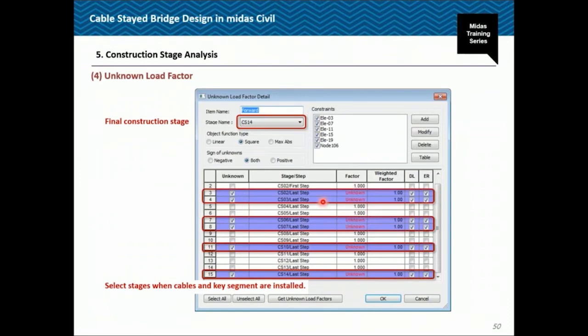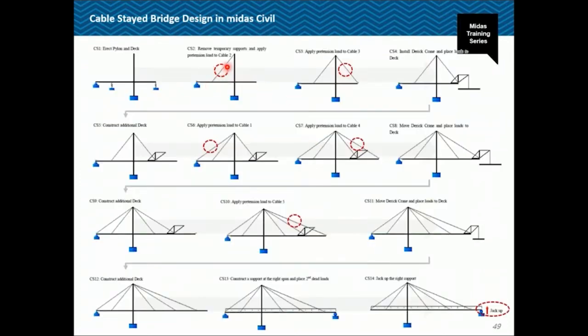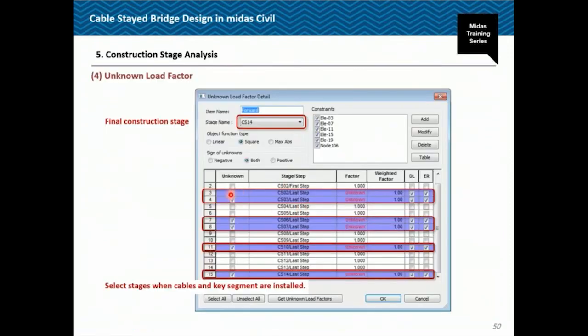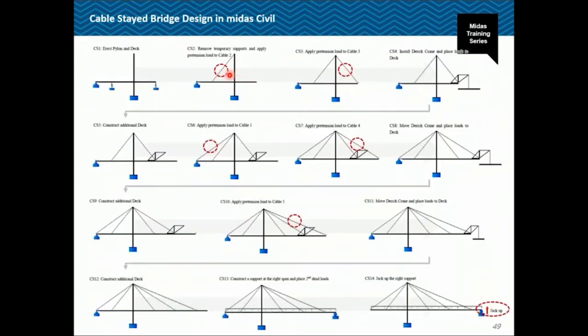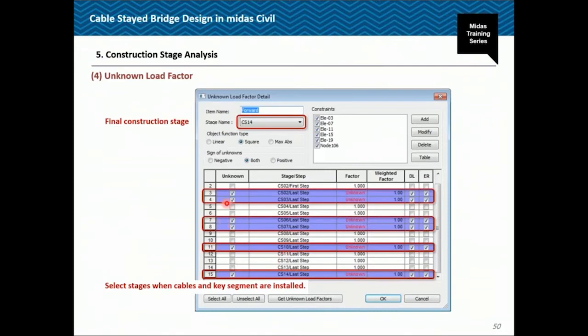So we need to select the construction stages where the cable is activated, and that would be considered as unknown. If you find two cables getting activated in one construction stage, then you need to subdivide it into two construction stages such that you can select those as unknowns. So you need to select when the cables and key segments are installed as unknowns.